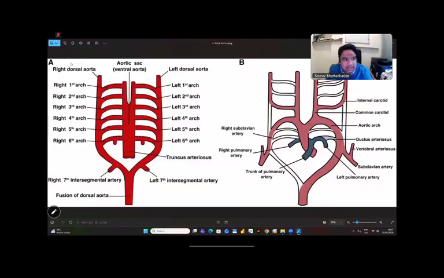Now if you come over to this figure, you will see we are basically remaining with pharyngeal arch 1, 2, 3, 4, and 6. Number 5 somewhere disappears. Now, for each pharyngeal arch, you will have an artery, a vein, a nerve, and also a cartilage.